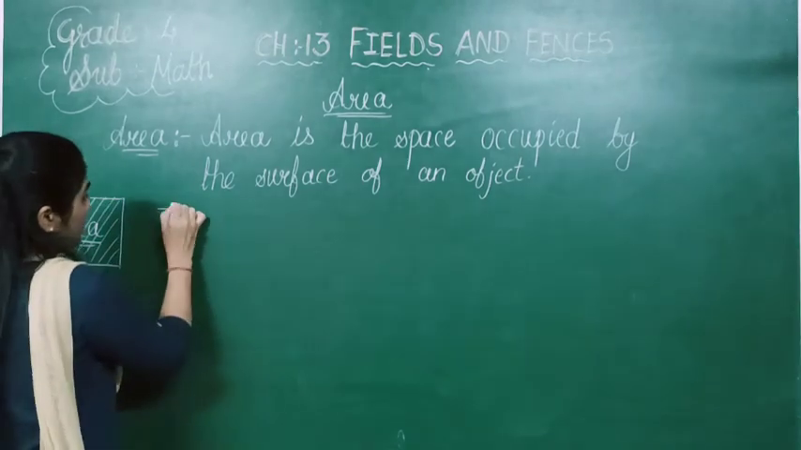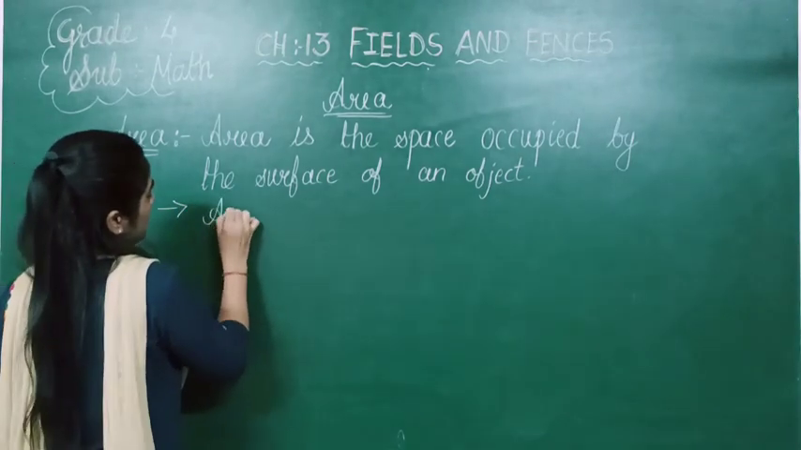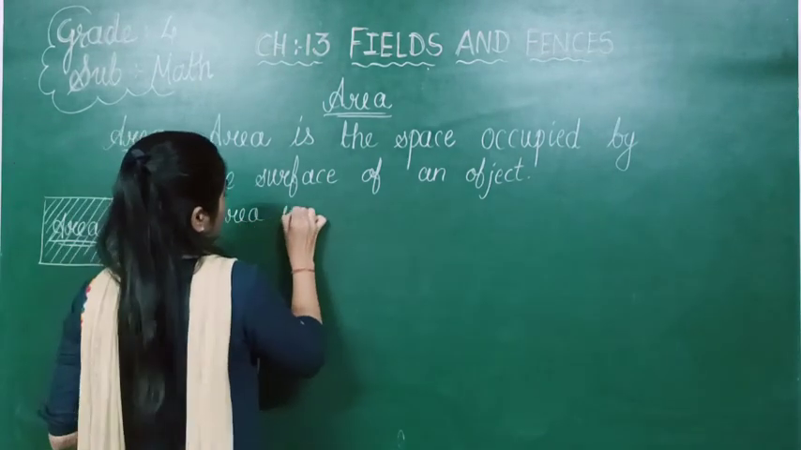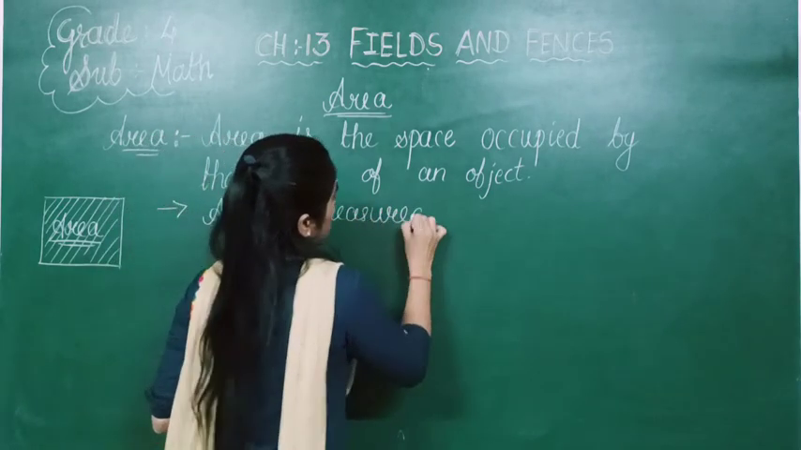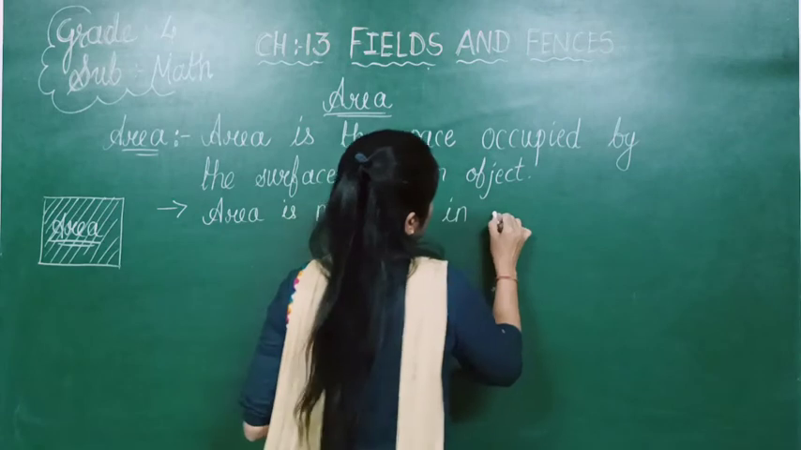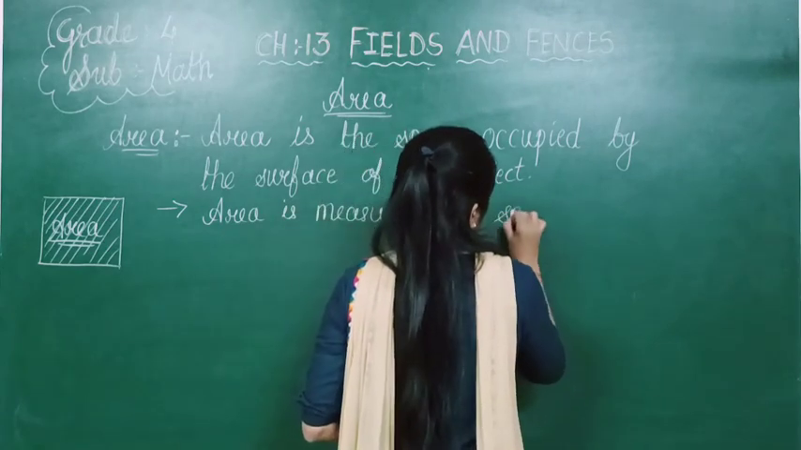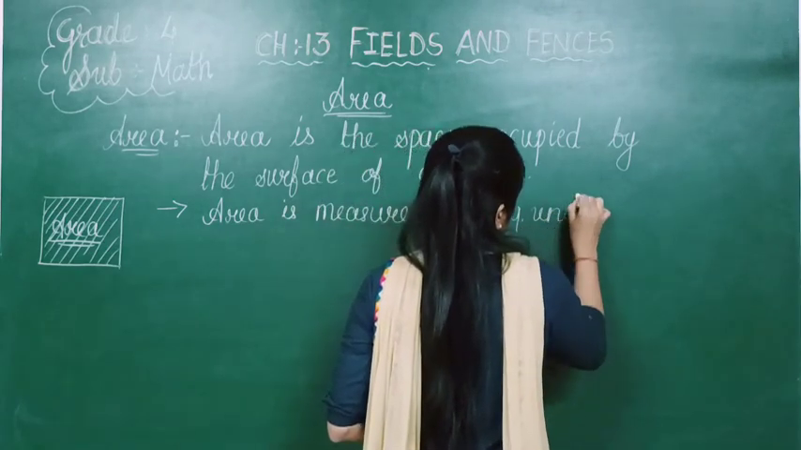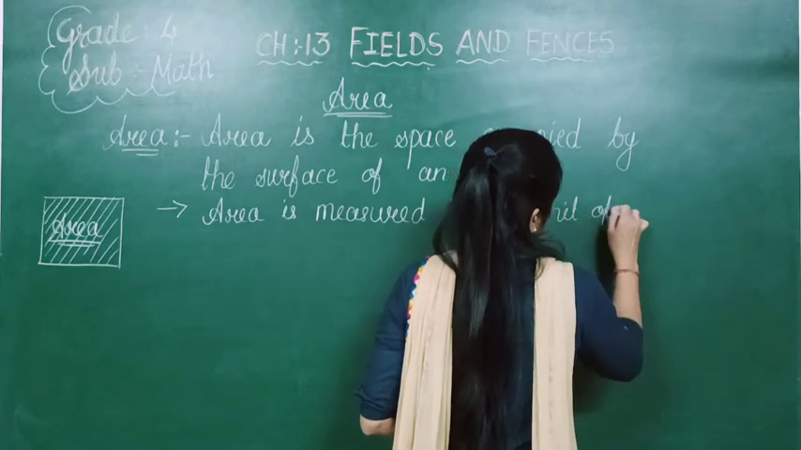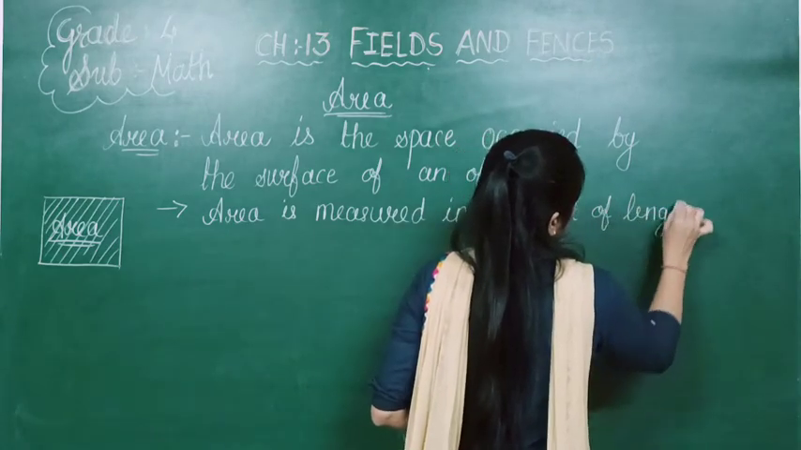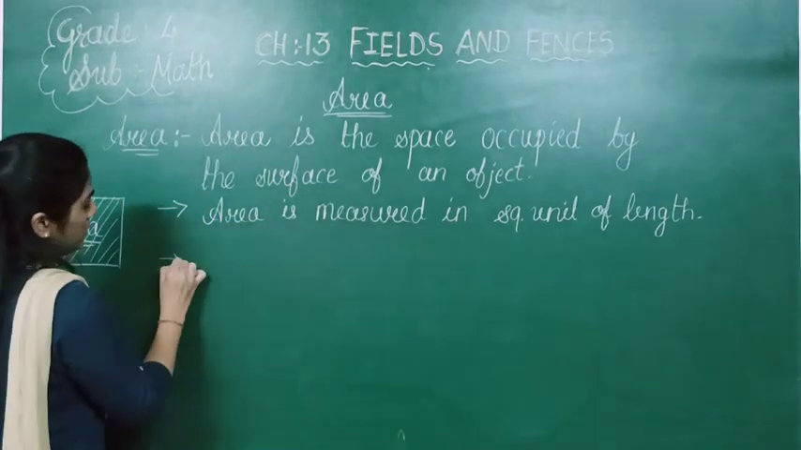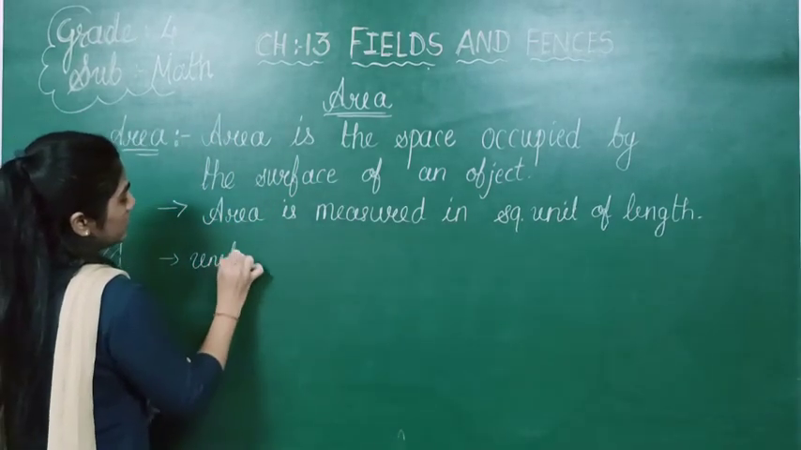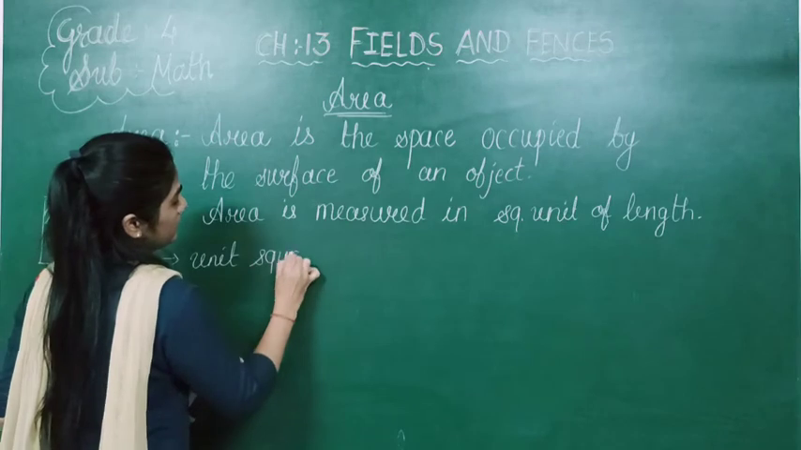Now in which unit are we measuring this area? Area is measured in square unit of length. Now what is unit square? What is unit square?